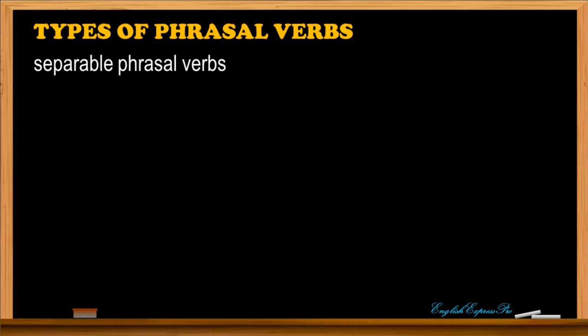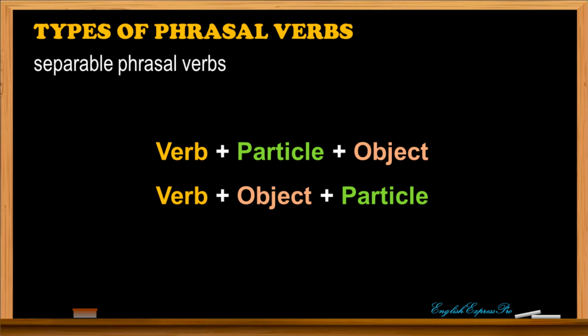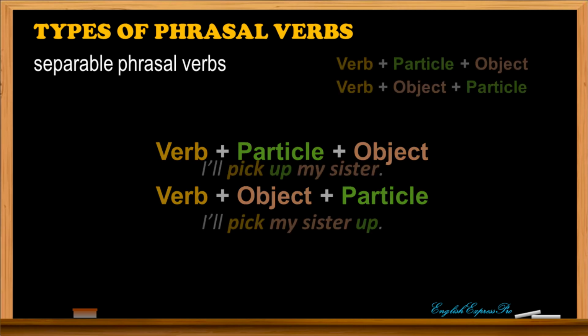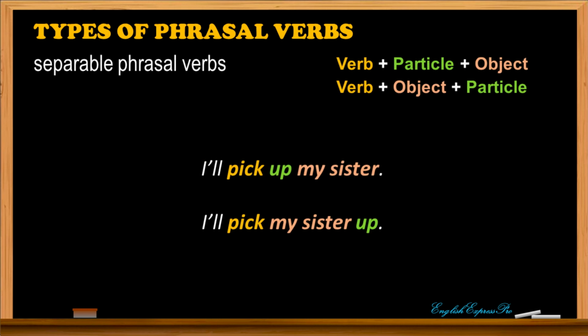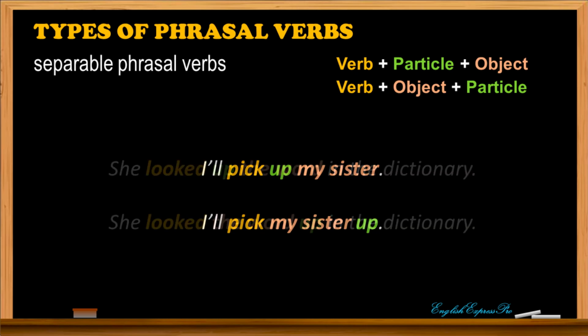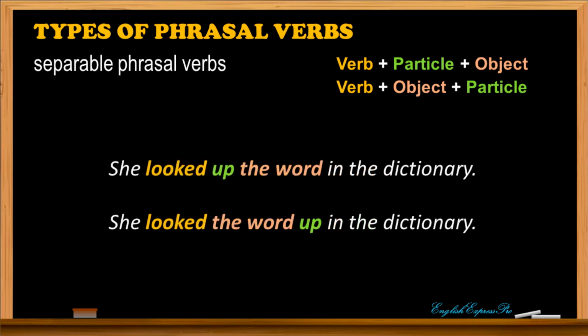Now, let's move on to separable phrasal verbs. Some transitive phrasal verbs allow you to separate the verb and the particle by placing the object between them. For example, I'll pick up my sister, or I'll pick my sister up. Both are correct because pick up is a separable phrasal verb. She looked up the word in the dictionary, or she looked the word up in the dictionary.